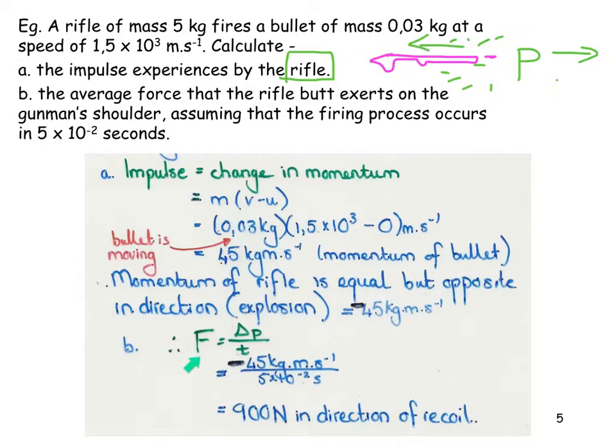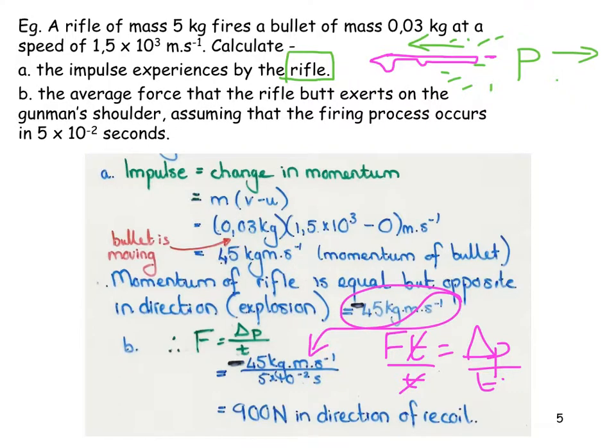Average force is equal to change in momentum divided by time. Remember what the equation was? Ft is equal to change in momentum. So I can divide both sides by time and rearrange that equation. I've got a change in momentum. I've been given a time. And therefore I get 900 newtons against the rifleman's shoulder.